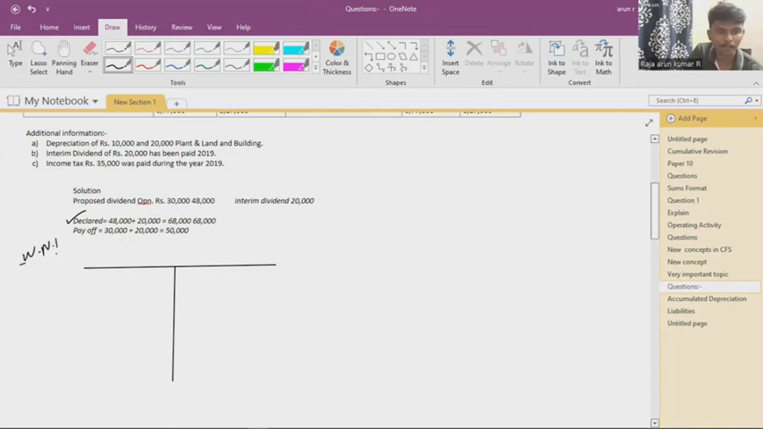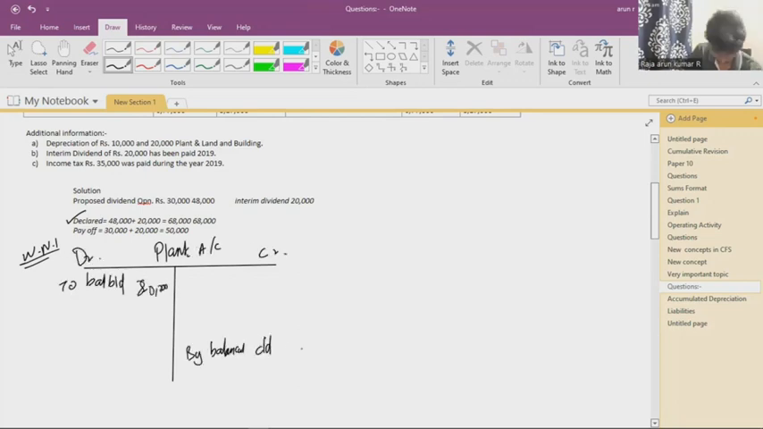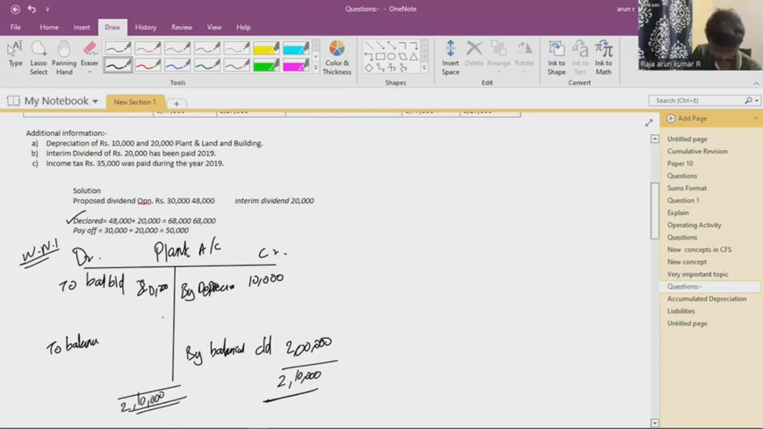Working note 1. Plant account. Plant balance 2 lakh in balance. Depreciation was rupees 10,000. The difference is 1,30,000. Okay, it's of plant.